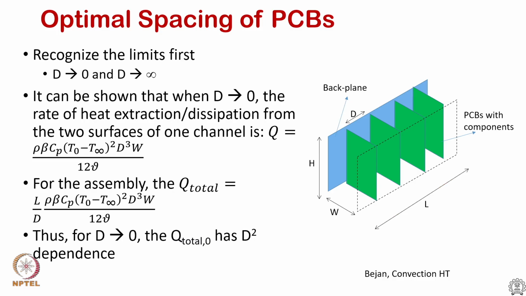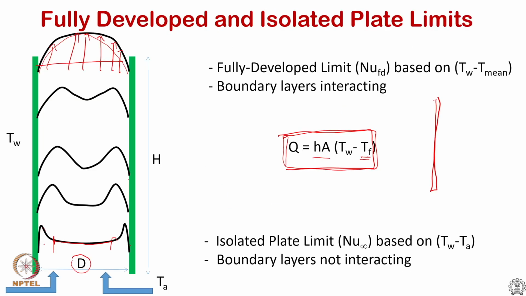And we recognize the two limits, which are D tending to 0 and D tending to infinity. D tending to infinity means the plates are so spaced apart that the boundary layer from one wall and the other wall do not see each other or interact thermally. Interaction here means thermal interaction.